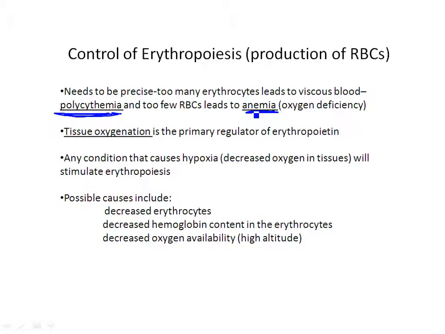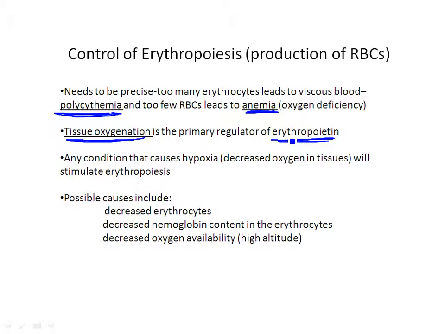So you want to maintain a really tight homeostatic balance between the production and the destruction of red blood cells. The trigger that your body looks for is tissue oxygenation. Are your tissues being oxygenated properly? If they're not getting enough oxygen, that's the stimulus that causes us to make more red blood cells, and it stimulates a protein known as erythropoietin. We'll go into that in just a minute.